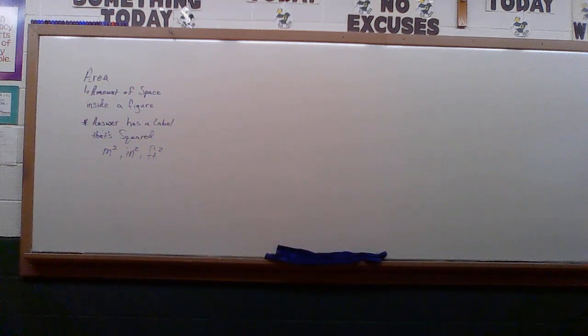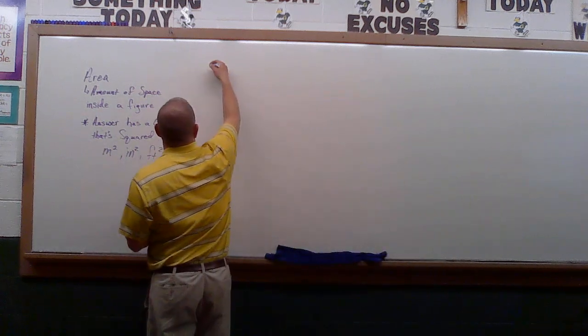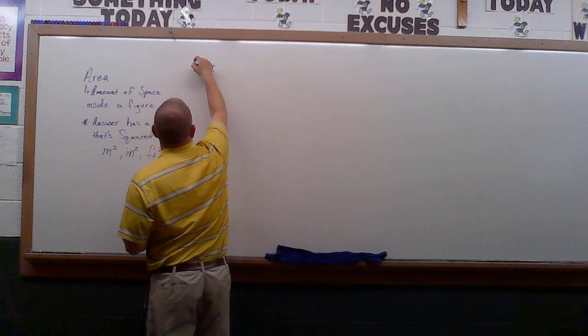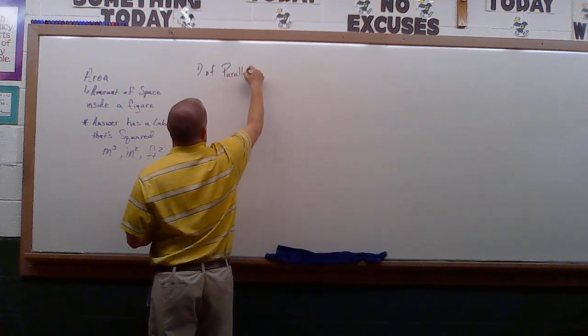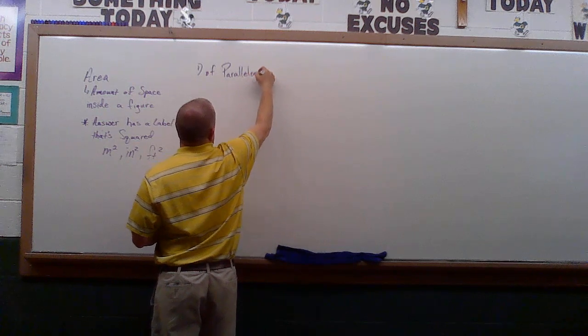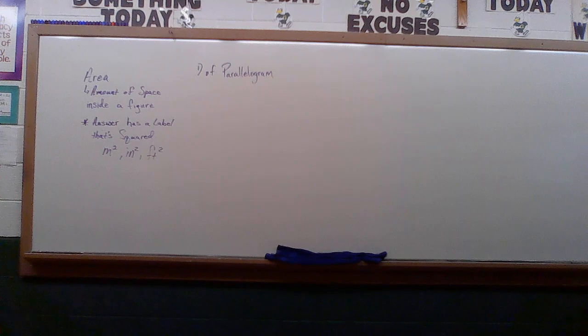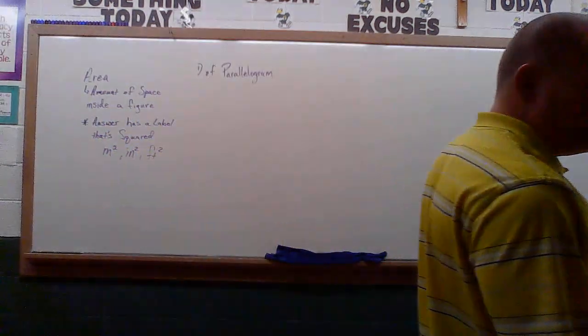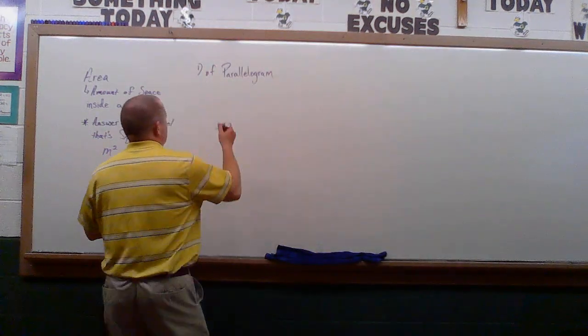So, from here then we start looking at specific shapes. We're going to look at the area of, our first one is a parallelogram. So what did we learn about a parallelogram the other day? Has two sets of parallel sides. Two sets of parallel sides, okay? And what else is true about those parallel sides? Congruent. They're congruent, right?